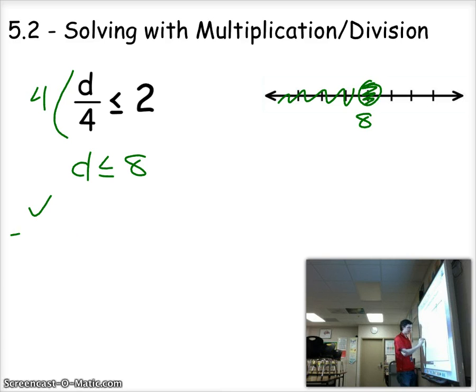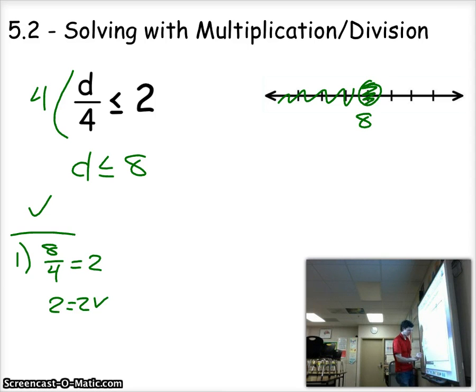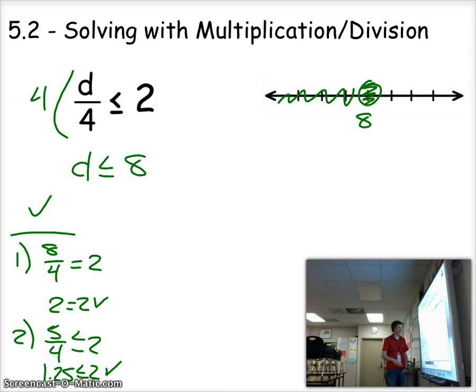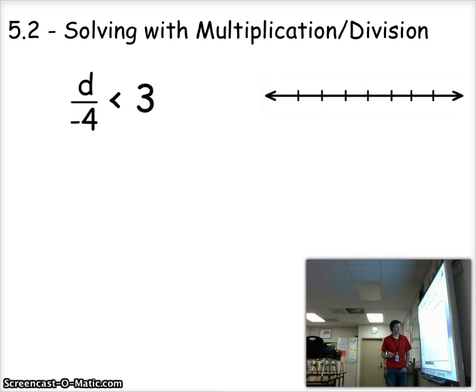My checks, first one, plug in 8. So 8 divided by 4 is equal to 2. Well, 8 divided by 4 is 2. So that checks out. My second check, plug in any number that's less than 8. Let's go with 5. So 5 divided by 4 is less than or equal to 2. Well, 5 divided by 4 is 1.25. And that is indeed less than or equal to 2. So that checks out.